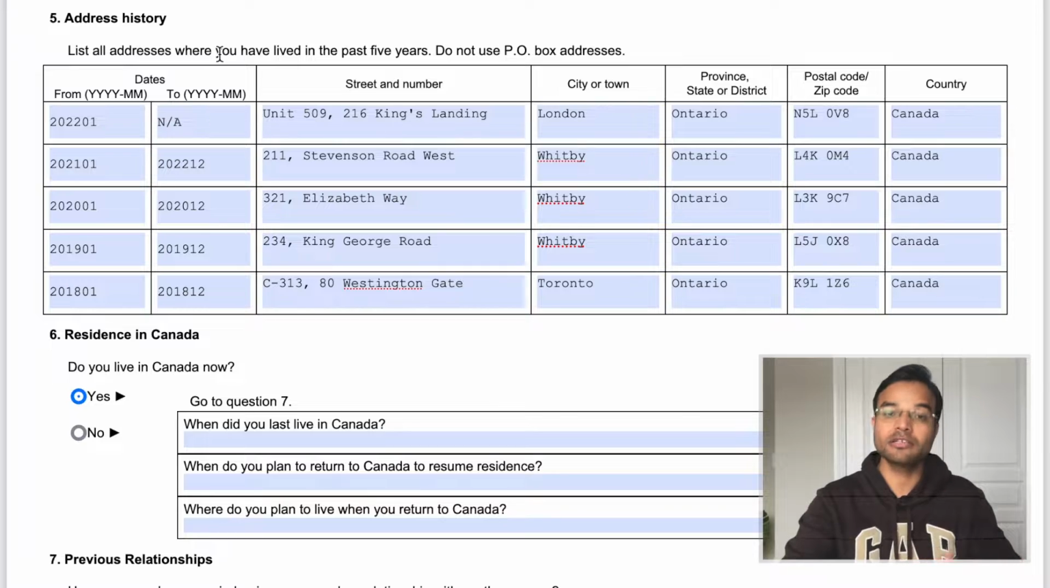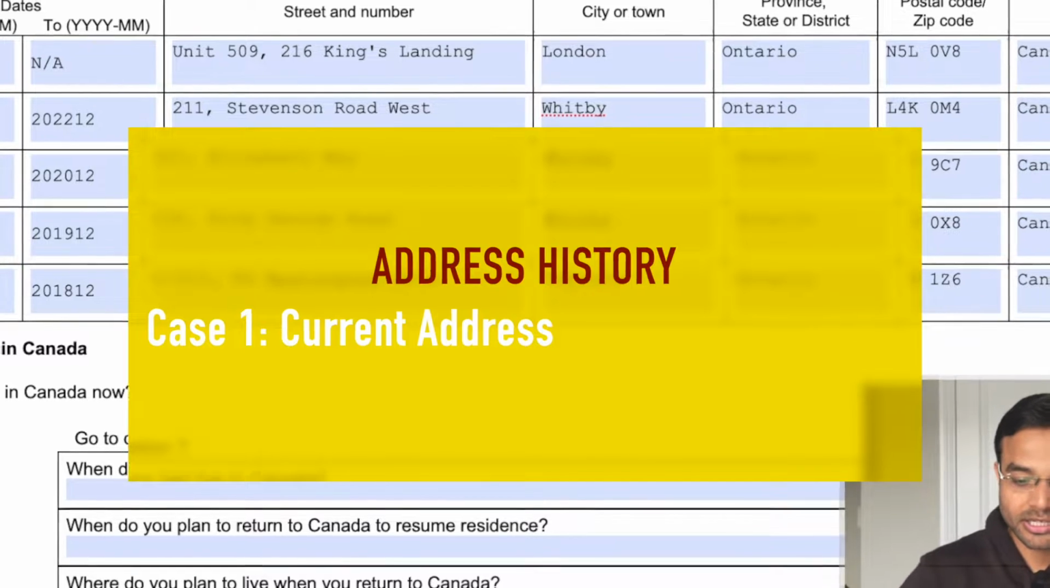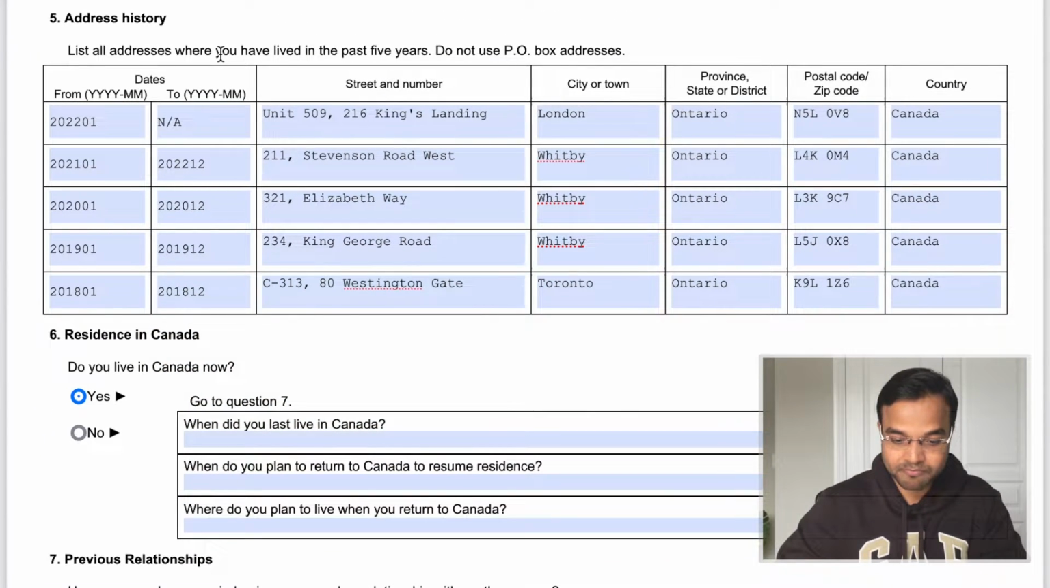Now, "you" here means the sponsor. We are going to start with the current address, that is the address where I, as a sponsor, have lived. In this case, Ronald is living in King's Landing, City, London in Ontario.